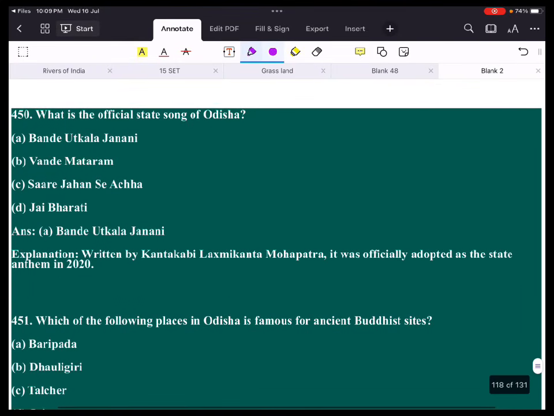What is the official state song of Odisha? That is option A, Bande Utkala Janani, written by Kantakavi Lakshmikanta Mahapatra. It was officially adopted as the state anthem in 2020.